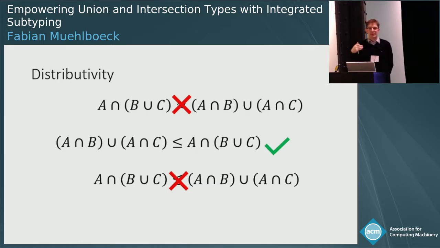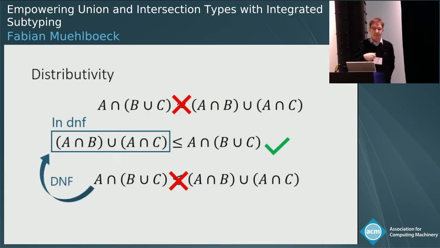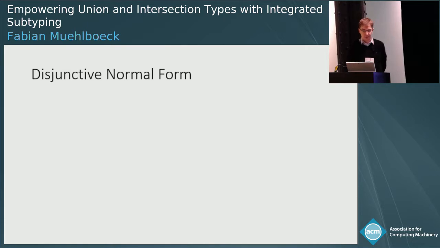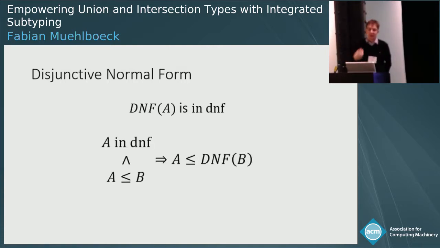But if we look at the left-hand sides of these subtypings, we see that the left-hand side of the subtyping that does work is in what we call disjunctive normal form. And on the other hand, we see that the left-hand side of the subtyping that doesn't work can be brought into this disjunctive normal form by applying an operation called DNF. And disjunctive normal form has this property that the DNF of a type is in disjunctive normal form. And furthermore, it has the property that if a type is in DNF, and we can prove in our system that it is a subtype of some other type B, then it is also a subtype of the disjunctive normal form of that other type B.